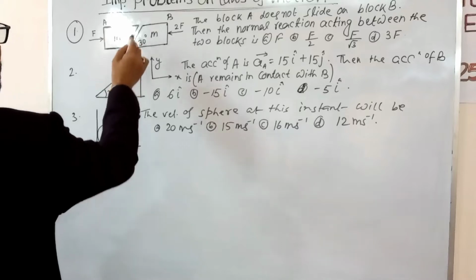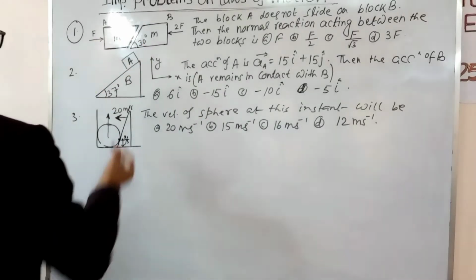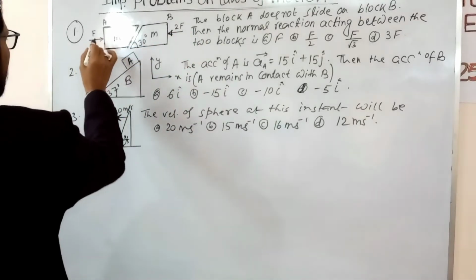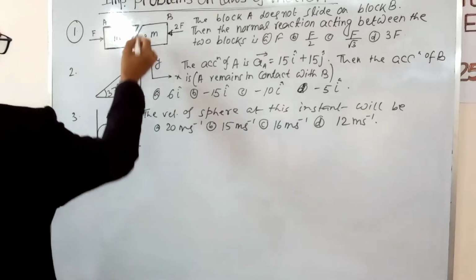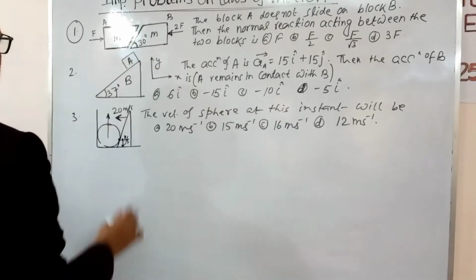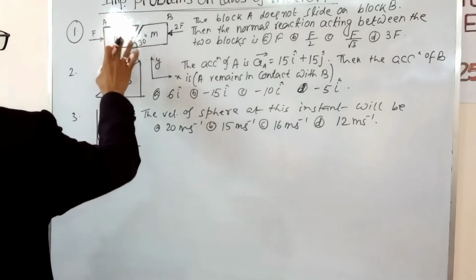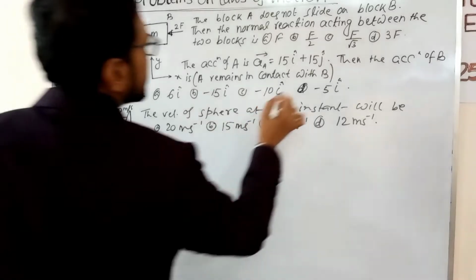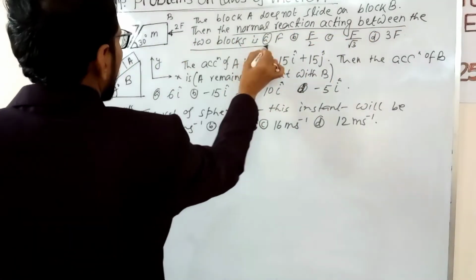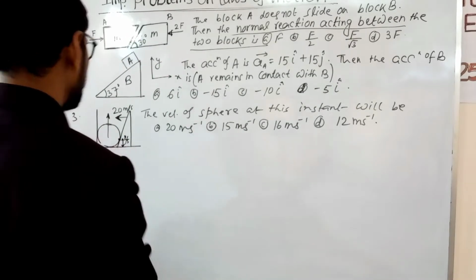Here the first problem is: this block is split in this way. Force 2F is applied from the right side and force F from the left side, and the section is at an angle of 30 degrees to the horizontal. The two parts are of equal mass. What is the normal reaction acting between the two blocks?